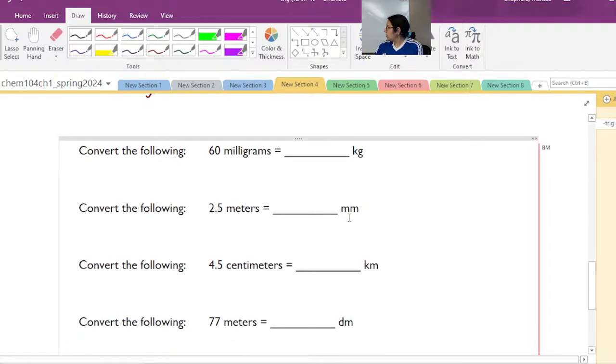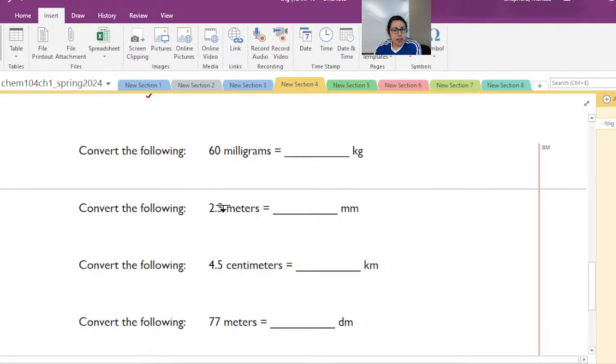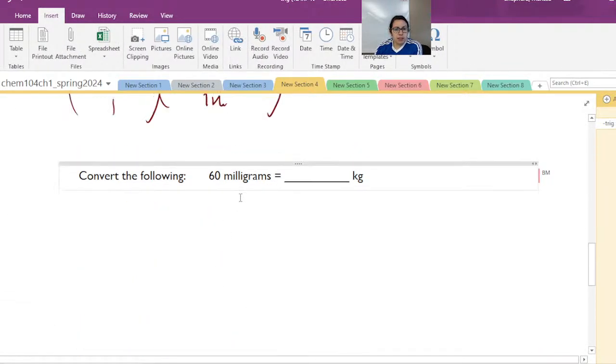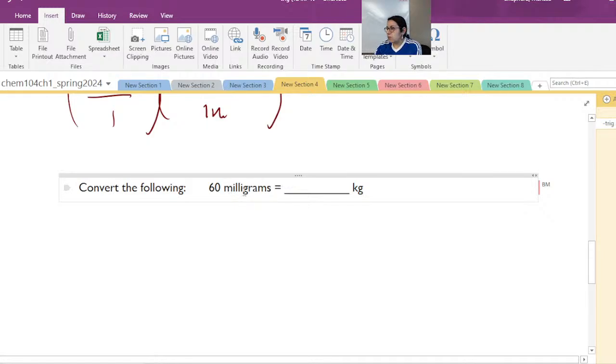All right, so take a look at this one, and then we'll go over it together. And so this one is a little tricky. And so see if you can figure out how you might do this one. So it's going from milligrams to kilograms.